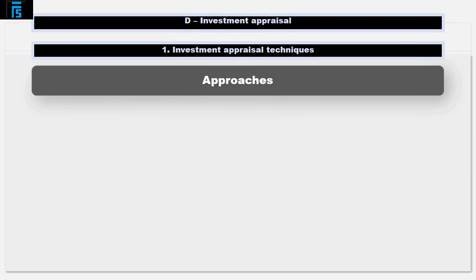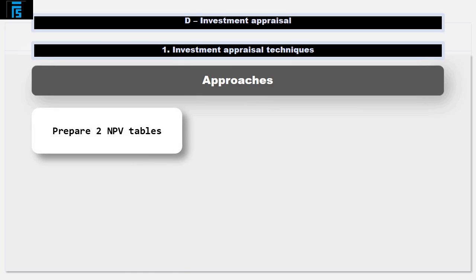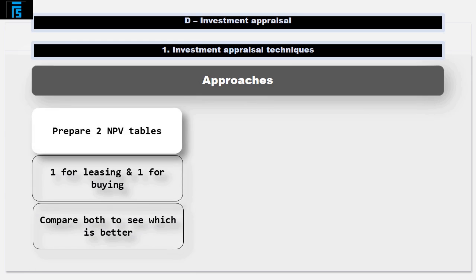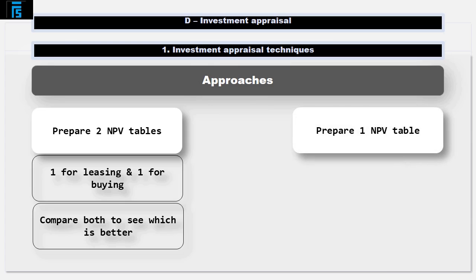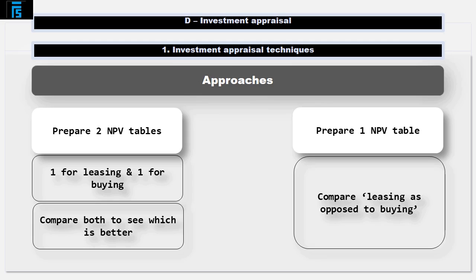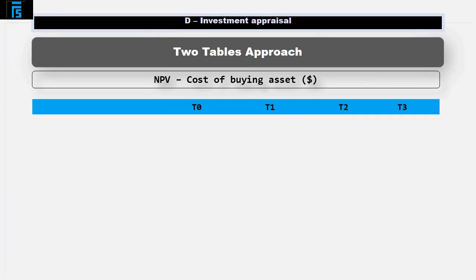There are two alternative approaches to dealing with a question like this. You could prepare two NPV tables, one for leasing and one for buying, and compare the two to see which is cheapest. Alternatively, you can prepare one table, which in one go compares leasing as opposed to buying. We'll have a look at both methods here. Generally, either are acceptable in the exam. First of all, let's have a look at the two-table approach.